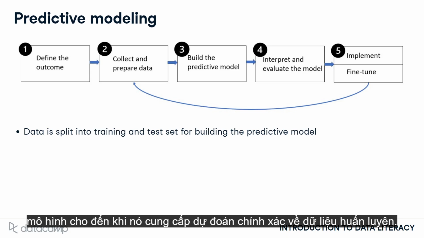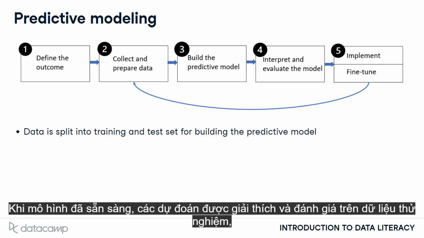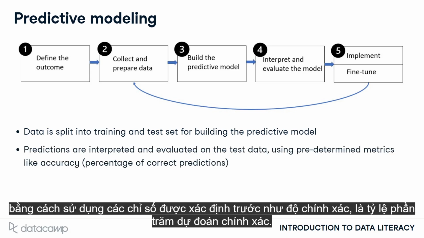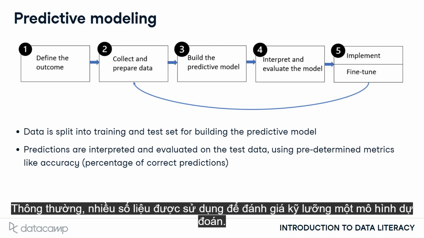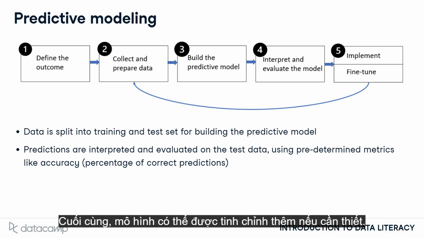on the training data. When the model is ready, the predictions are interpreted and evaluated on the test data using predetermined metrics like accuracy, which is the percentage of correct predictions. Usually, multiple metrics are used to evaluate a predictive model thoroughly. Finally, the model can be further fine-tuned if necessary.